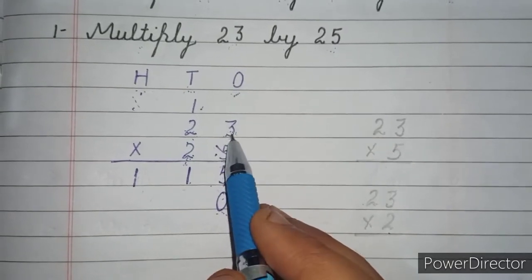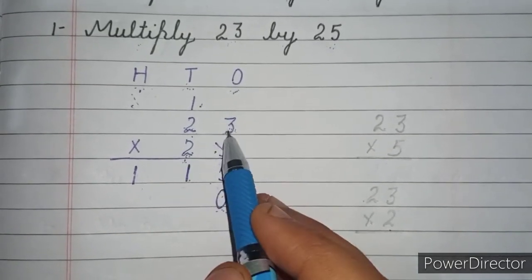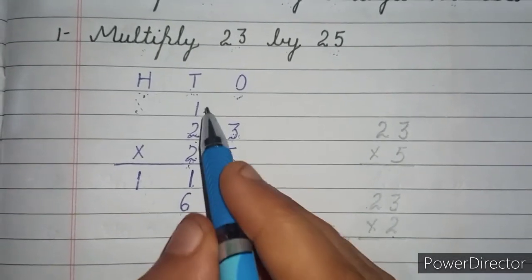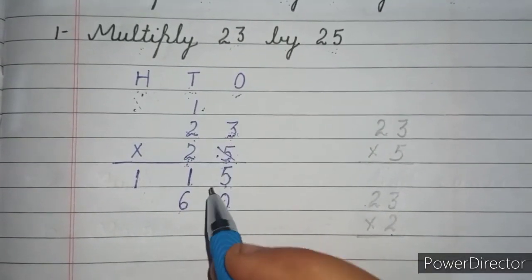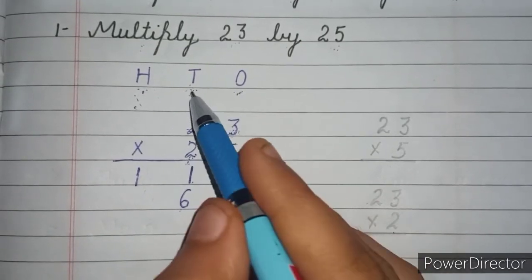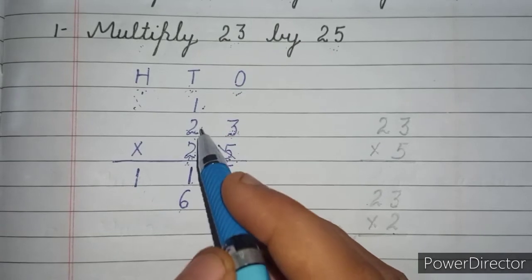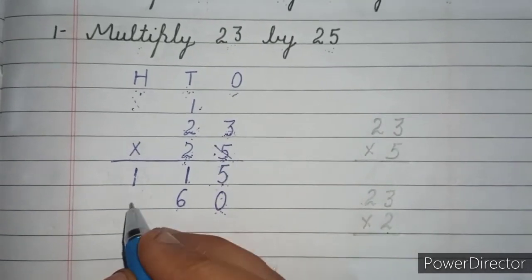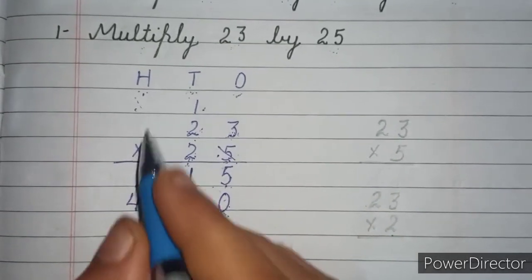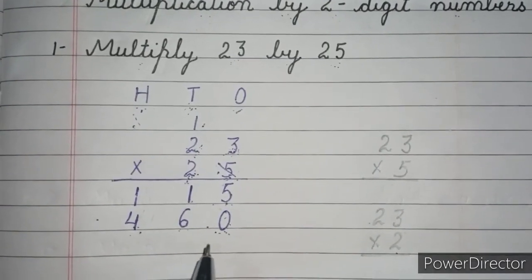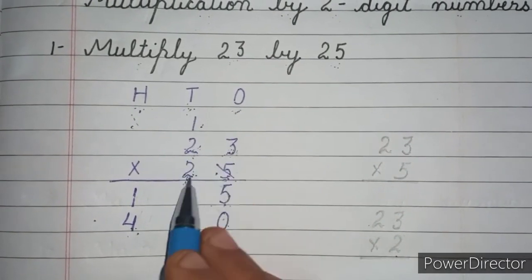See the ones column. Here is written 3. Now 2 into 3 is 6. We'll write 6 under the tens column. Now we will go to the tens column. Here is 2. 2 into 2 is 4. Write 4 under the hundreds column. 460 is the product of 23 by 2.